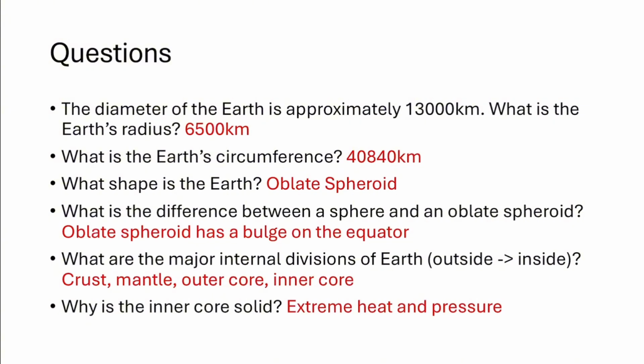Circumference of a sphere is the same as the circumference of a circle. It's pi d, so that's 13,000 times by pi, which is 40,840 kilometres. The shape of the Earth is an oblate spheroid, has a bulge on the equator. The other ones you should all be able to know from the things I said earlier on in the video.